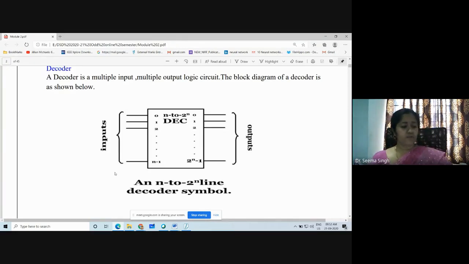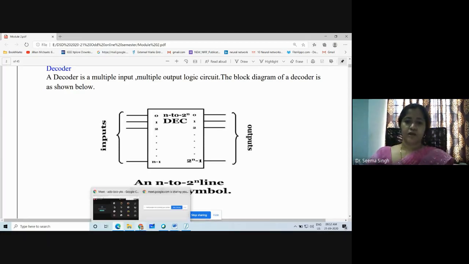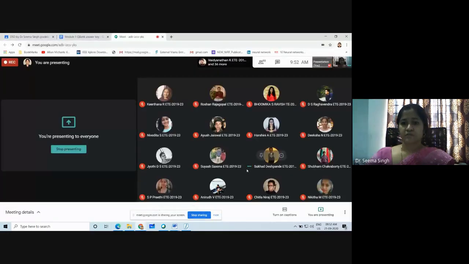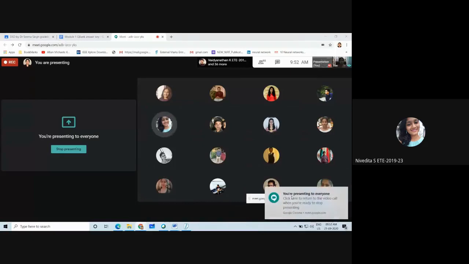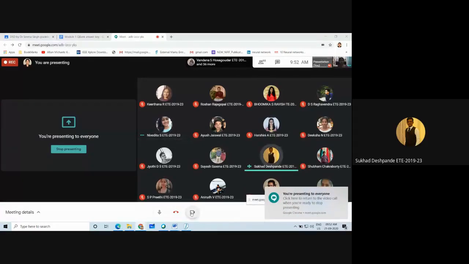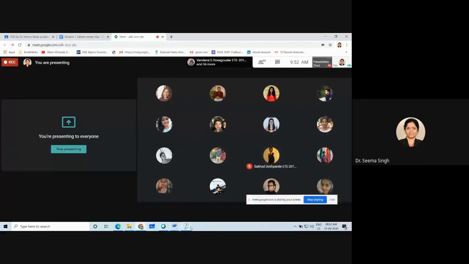Once you have drawn it, tell me: if I take the minimum number of inputs as 1, how many outputs will there be? If I have 2 inputs, how many outputs will there be? Are you copying the block diagram? Copied? Ma'am, is it 1 and 3? Yes, ma'am, we are still copying. Copy it fast.